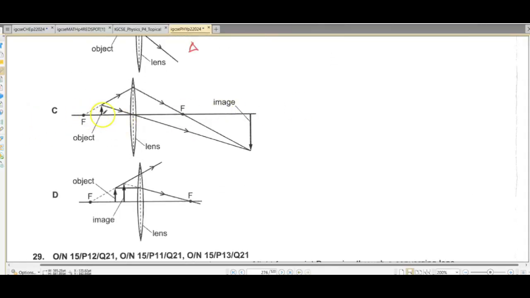In C, the object seems to have been placed between F and the optical center of the lens, but the rays that come out of it are not correct, and they actually converge at a point on the other side of the lens. So this is not the correct ray diagram for a magnifying glass. This as well is not the correct diagram. You know that one of these has to pass through here, and the other that passes through the optical center of the lens goes like this, and they never meet or converge on the other side of the lens. So D is also not correct.